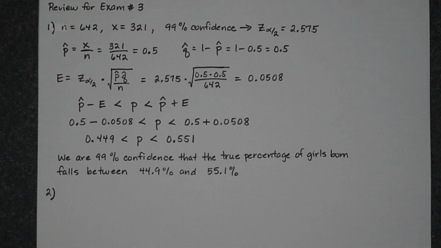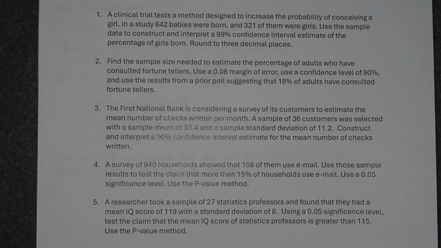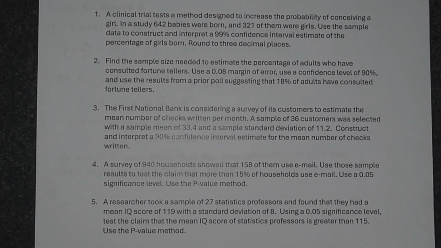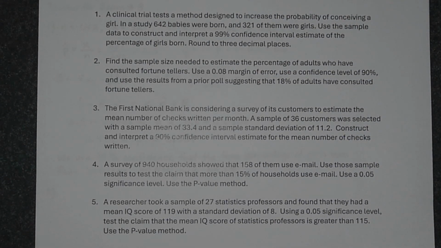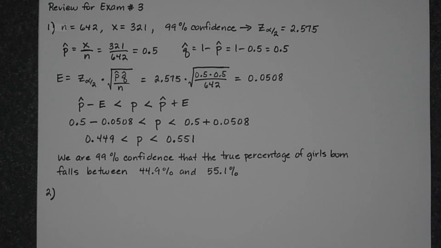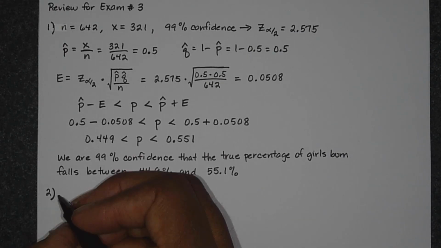Now, problem number 2 is coming up with the required sample size. Here it says, find the sample size needed to estimate the percentage of adults who have consulted fortune tellers, and you're told to use a 0.08 margin of error, use a confidence level of 90%, and use the results from a prior poll suggesting that 18% of adults have consulted fortune tellers. Okay, so already we have a margin of error of 0.08.